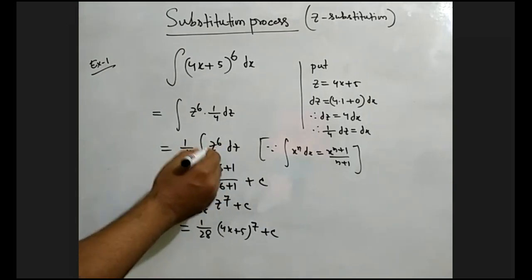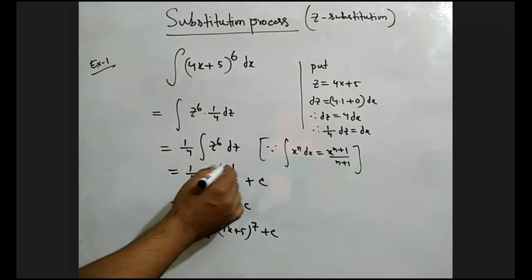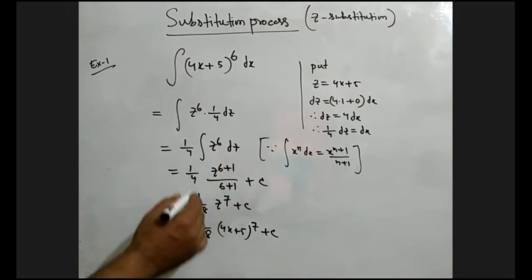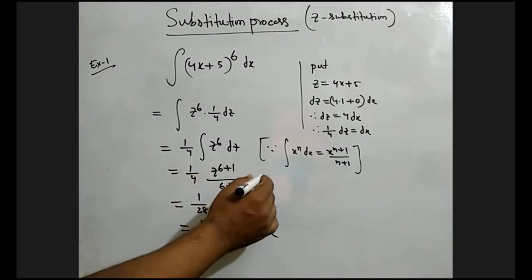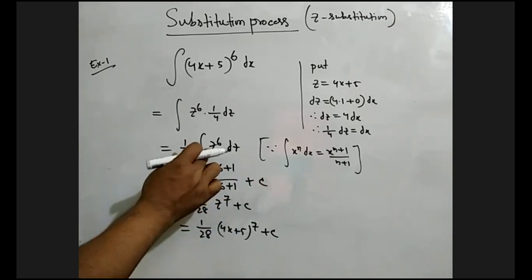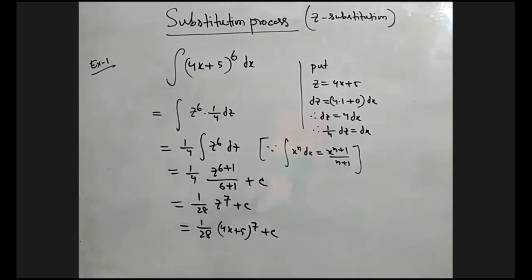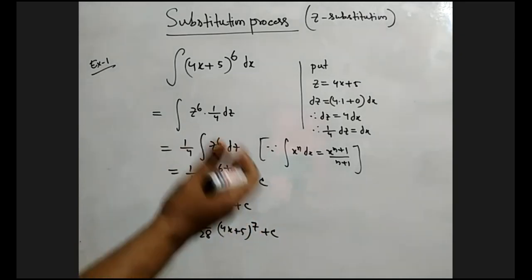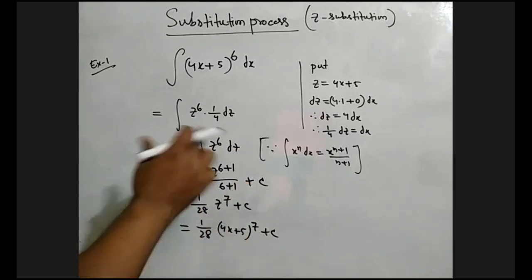Here z means x. So using the n plus 1 formula, 6 plus 1 divided by 6 plus 1. 6 plus 1 means 7. 7 multiplied by 4 will be 28, and z to the power 7 plus c. And this is the integral constant. After integration is finished, then we have to use this constant. The integral constant is also called the constant function. So we have to add this after integration.